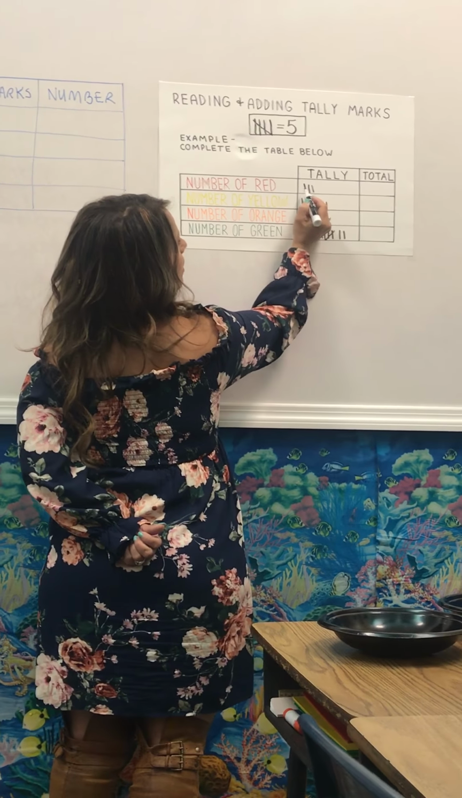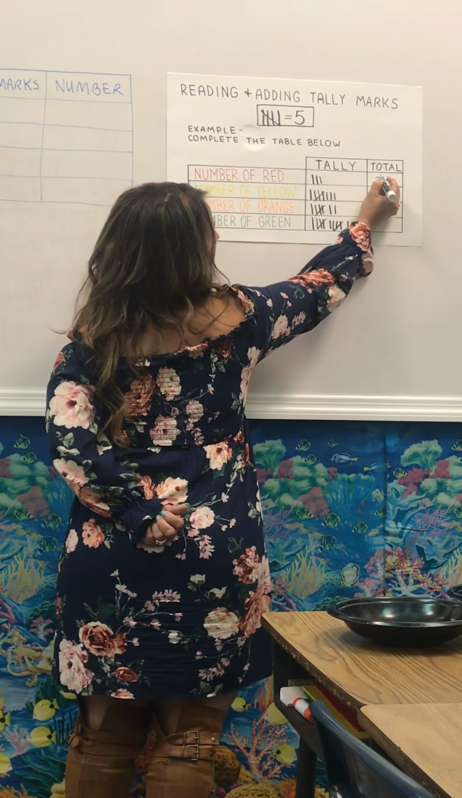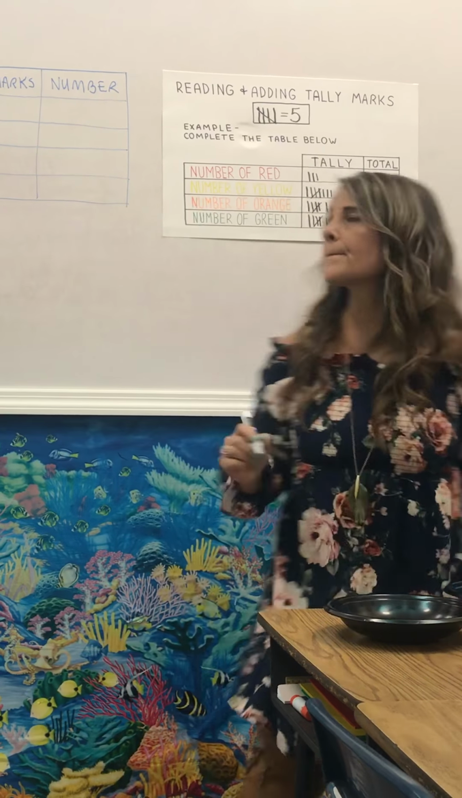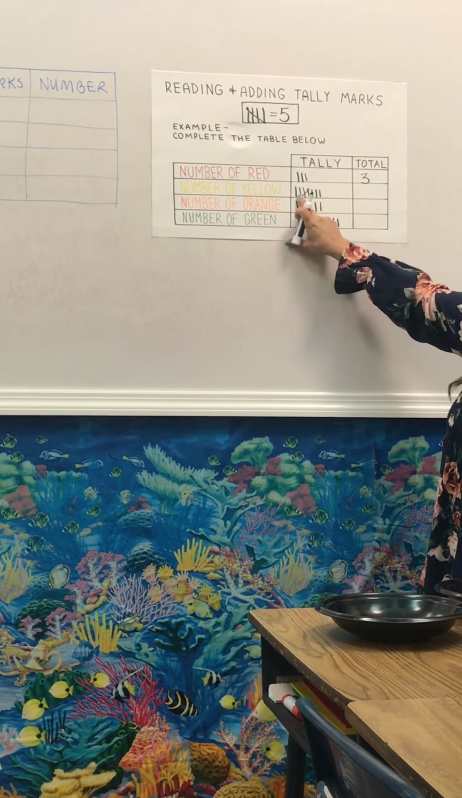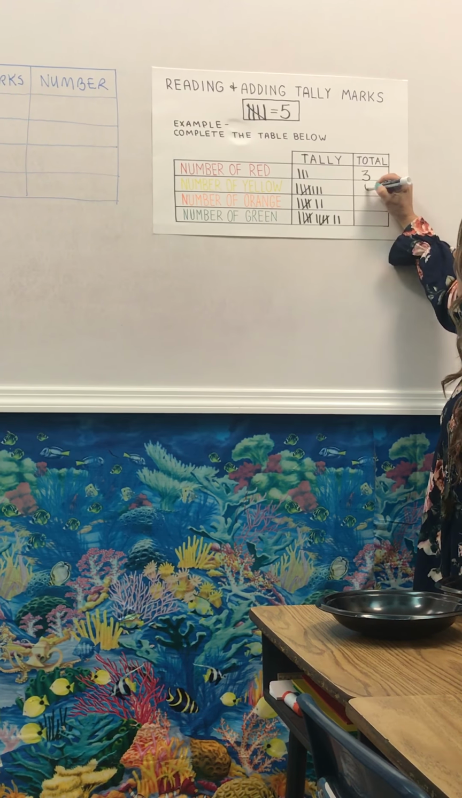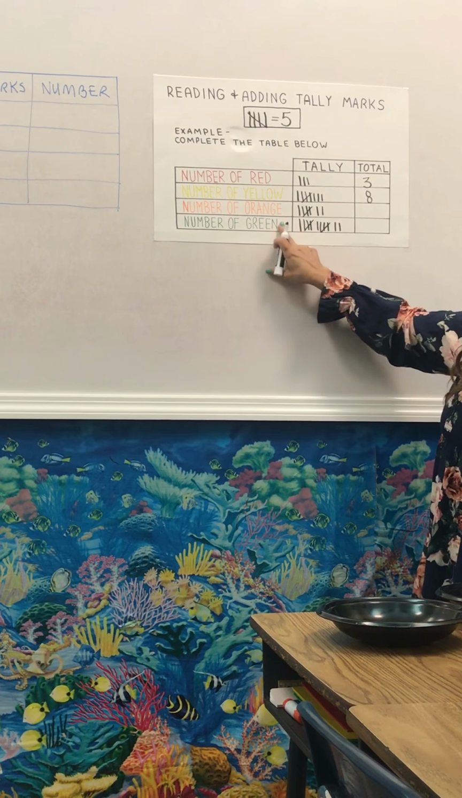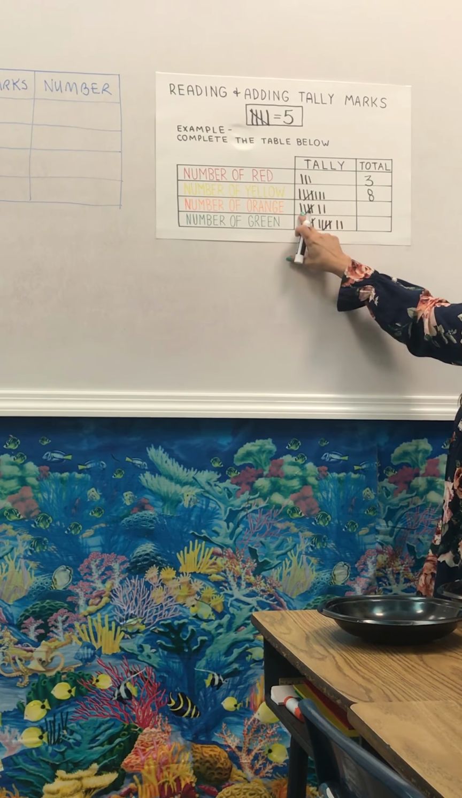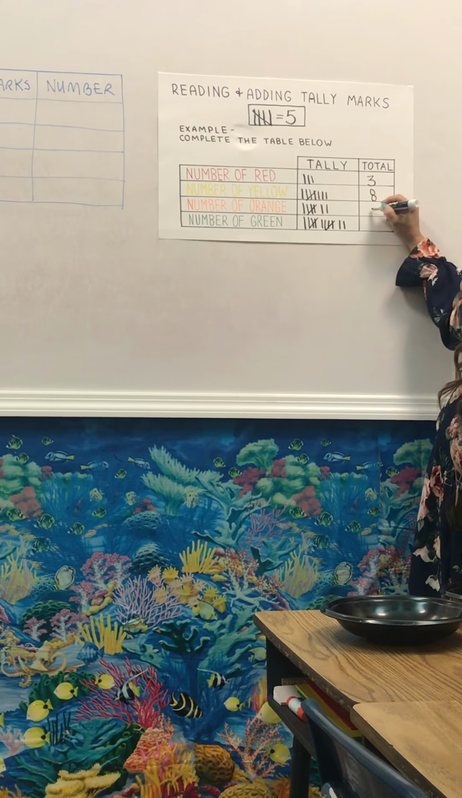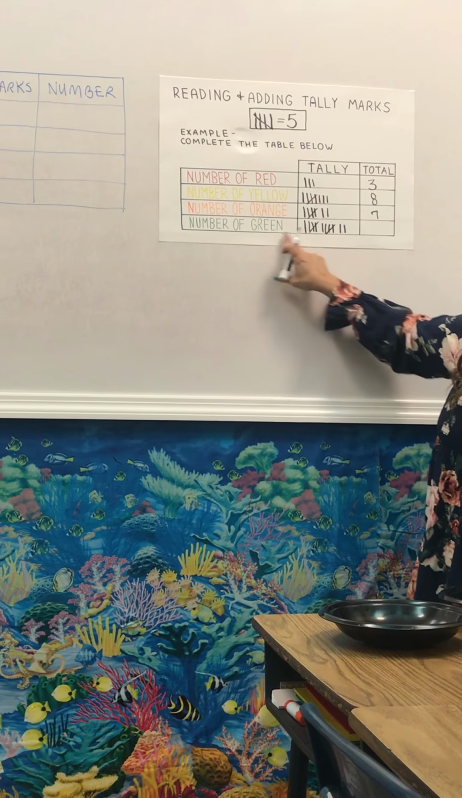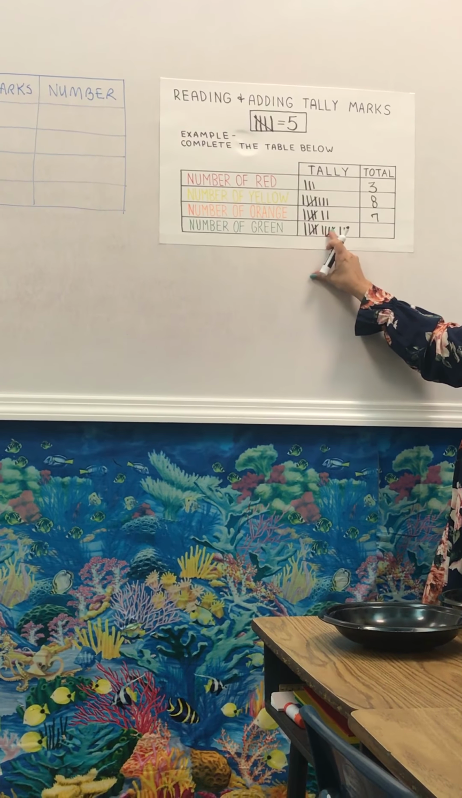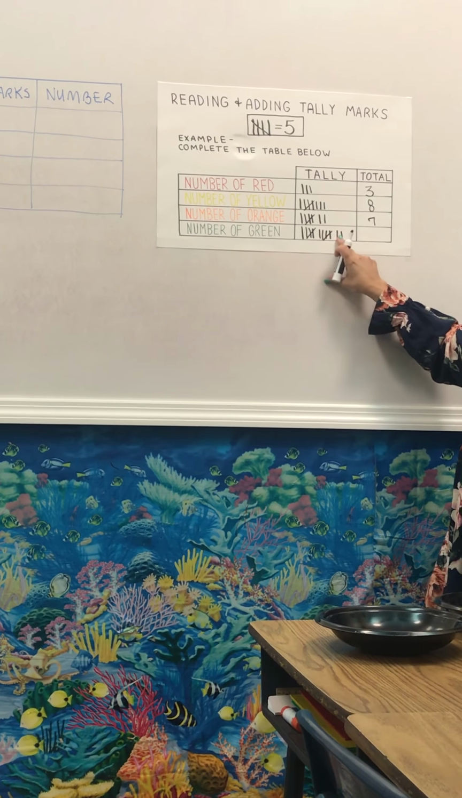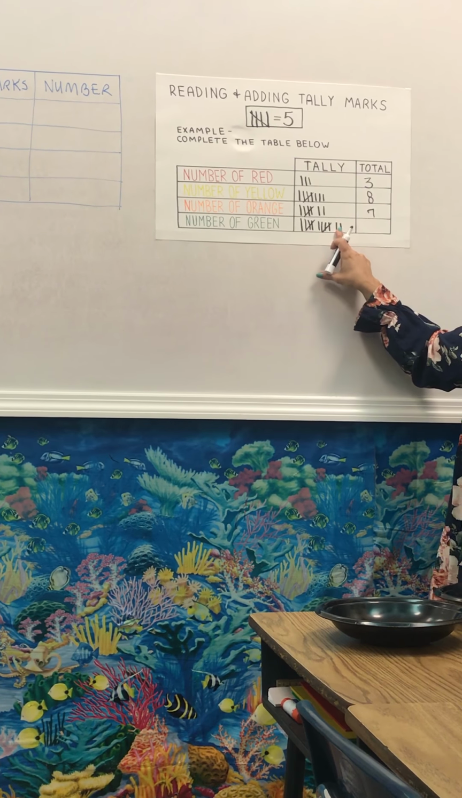Okay, so we have 1, 2, 3 red. We've got how many yellow? 1, 2, 3, 4, 5, 6, 7, 8. Orange, we have 1, 2, 3, 4, 5, 6, 7. Green, we have 1, 2, 3, 4, 5, 6, 7, 8, 9, 10. Plus 2 would be 12.